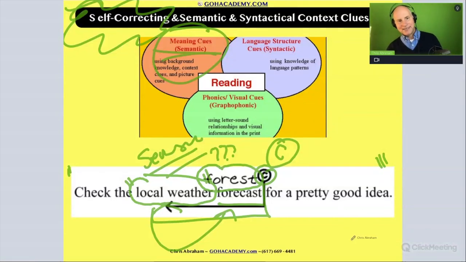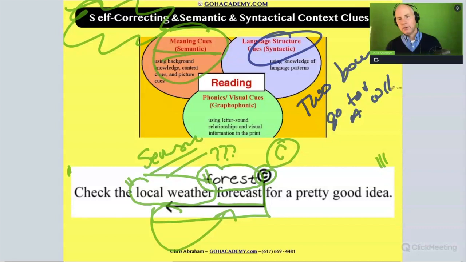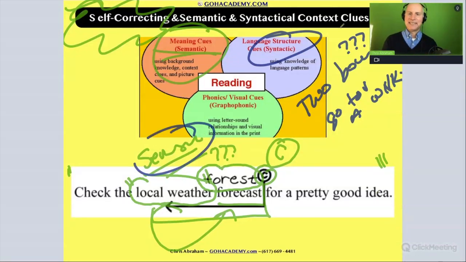Now, let me give an example of a syntactical context clue. That's the second type of context clue. If I said, two boys go for a walk, and instead of saying boys with an S, a student reads it as two boy go for a walk. Ding, ding, ding. This time it's not that it doesn't make sense. It doesn't sound right. Do you understand the difference? Check the local weather forest doesn't make sense. Two boy go for a walk doesn't sound right.